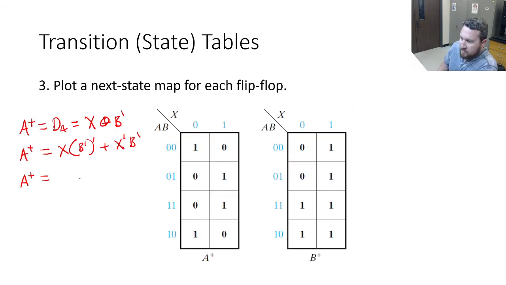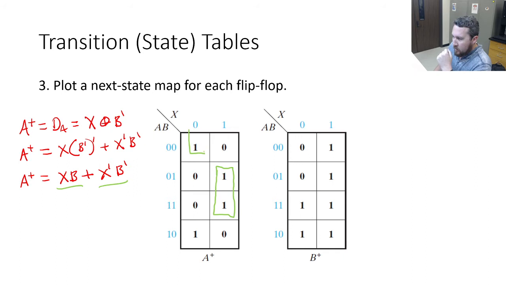All right, so A plus is equal to x and b, or x prime and b prime, and that's what we're going to see here, using a different color, on the K-map for A plus. So we've got xb, so x is equal to 1 and b is equal to 1. So that's this grouping right here. And then x prime b prime is x is 0, b is 0, which is going to be that group right there, just like that. So just like we've seen before, we're kind of reverse engineering the K-map based on our equations.